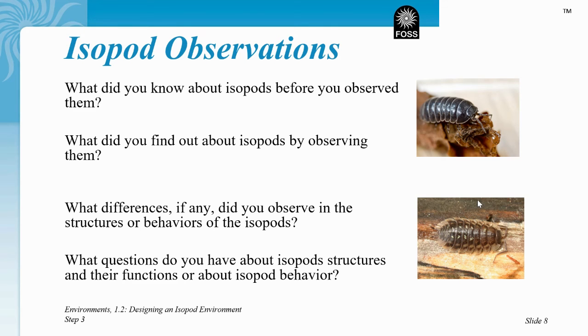So in today's lesson, we observed the structures and behaviors of our isopods. This isopod is a pill bug, and this isopod is a sow bug. Let's take a look at our questions about our isopod observations. What did you know about isopods before you observed them? Well, I didn't know that pill bugs and sow bugs were isopods. I'd seen them before, but I did not know that they were classified as isopods.